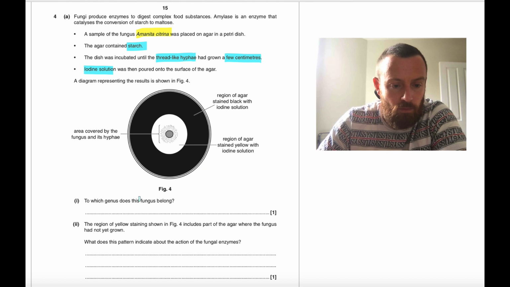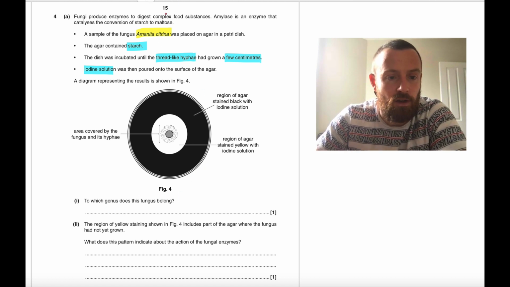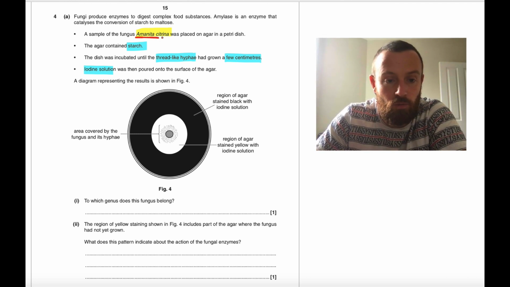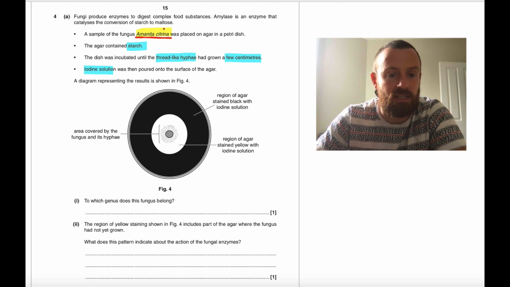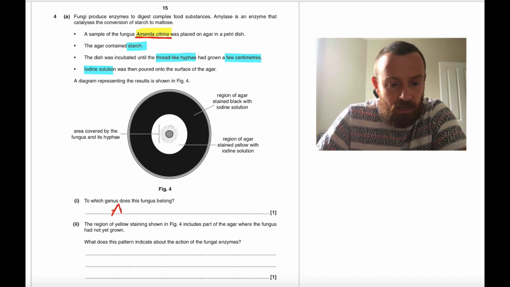So, to which genus does this fungus belong? Well, this is not something you're expected to know. You just have to remember that the binomial name contains the genus and then the species. So therefore, the genus here is Amanita.